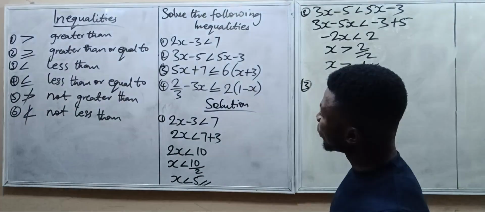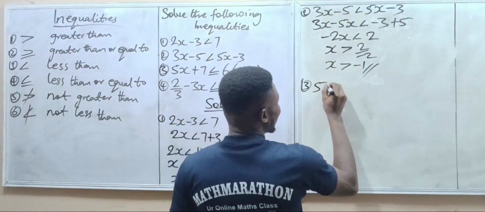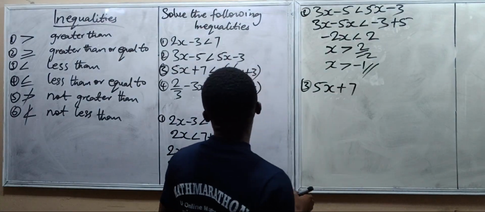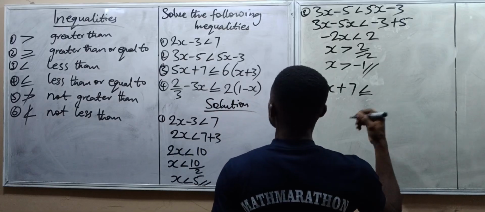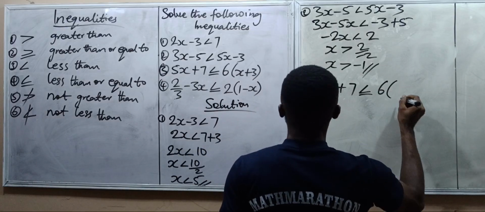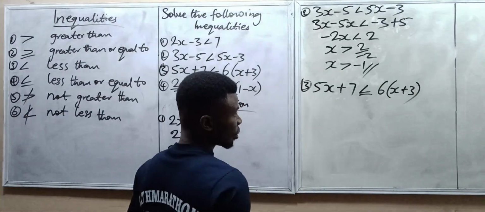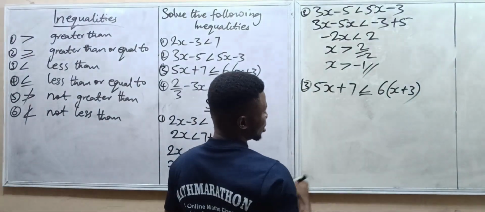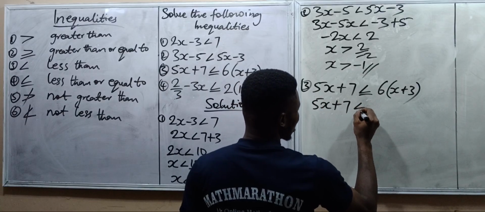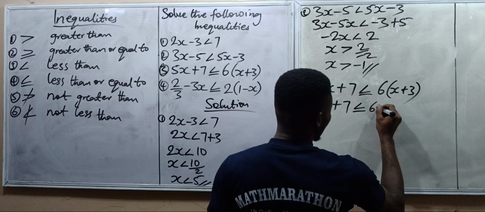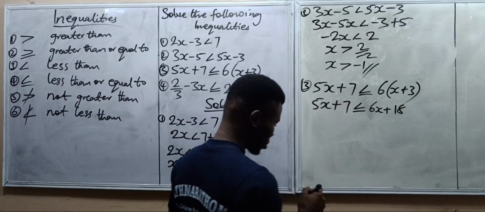Number 3 says 5x plus 7 is less than or equal to 6 into x plus 3. This one we're using everything less than. It's the same thing if we're using greater than also. The first step is to open the bracket. So we would have 5x plus 7 is less than or equal to 6 times x, 6x, 6 times 3, plus 18. Right?